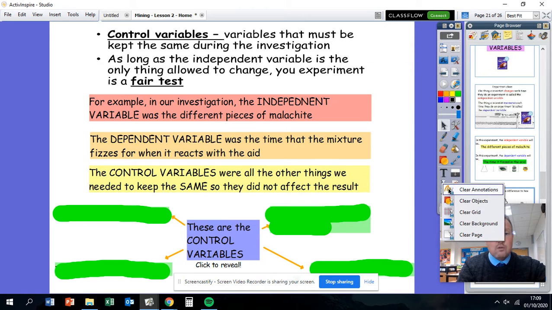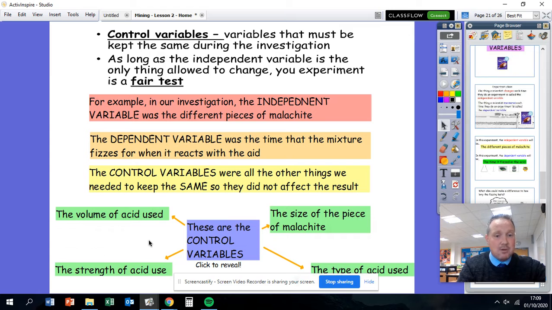So the control variables in my malachite experiment would be things like the volume of acid. And I always need to use the same volume of acid in my malachite experiment. Or I always need to use the same strength of acid, or the same size of the piece of malachite, or the type of acid used. Because if I didn't keep that the same, I wouldn't know if it was the different piece of malachite that was fizzing for different times, or if it was because I'd used a different type of acid.